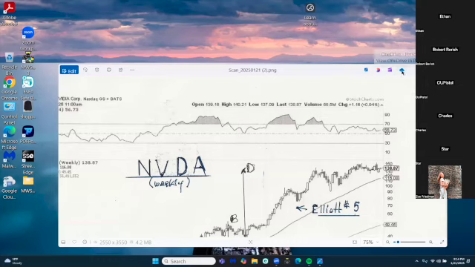Now, what else did I want to bring up? Oh, to anybody who's trading stocks, if you see a stock, and here I'm seeing the 50 moving average right here above Elliott 5, okay, on this screen.